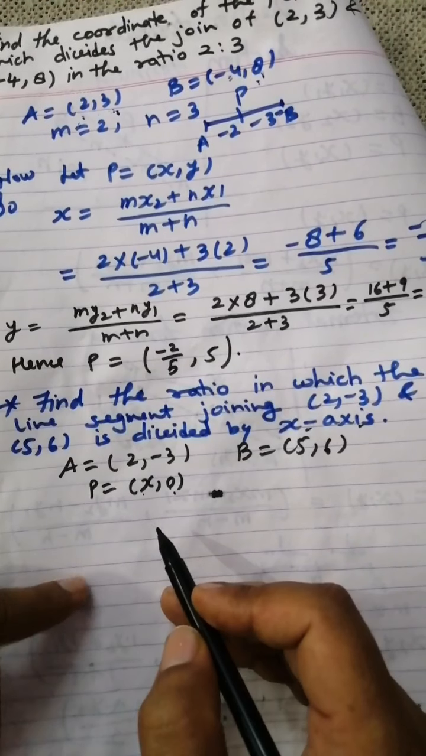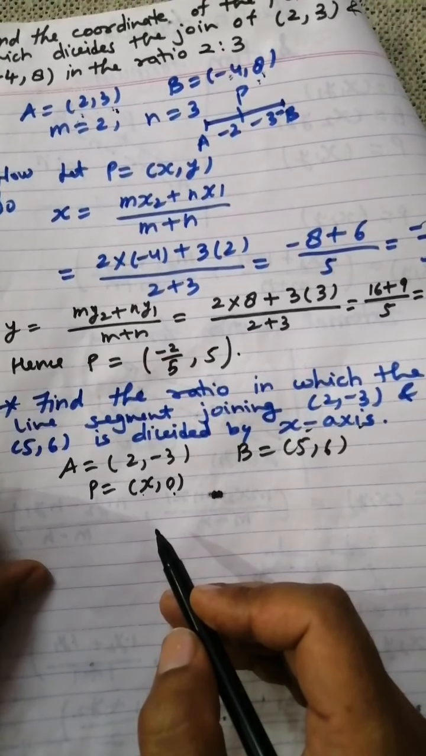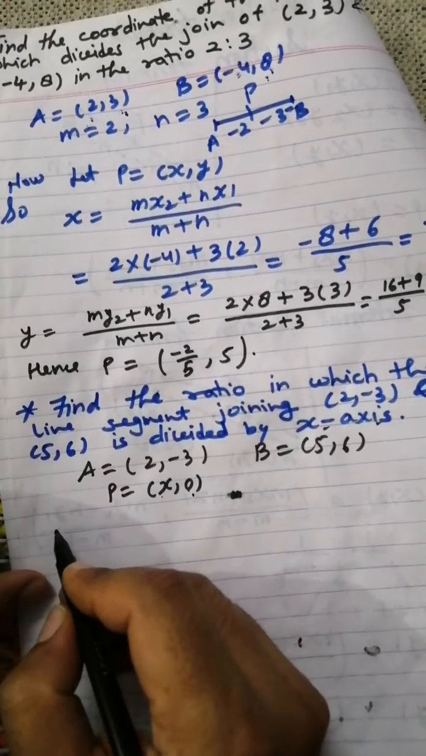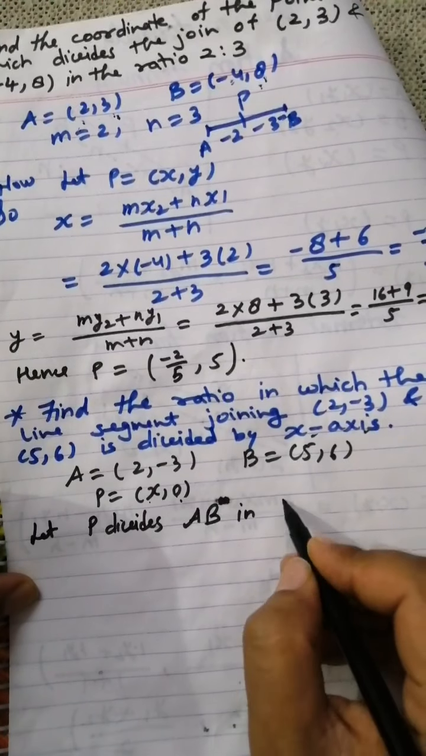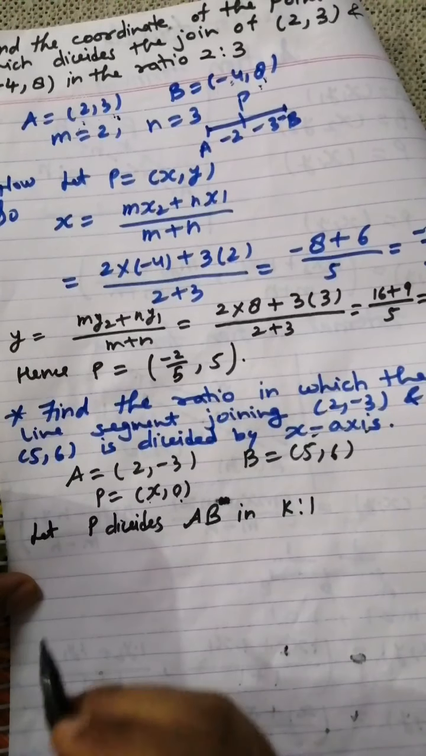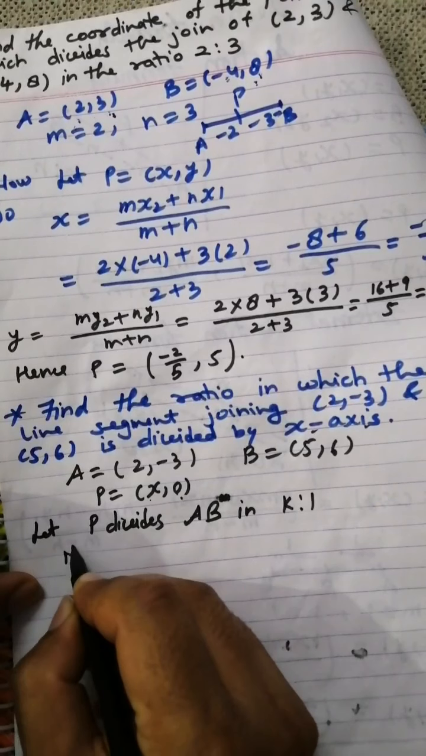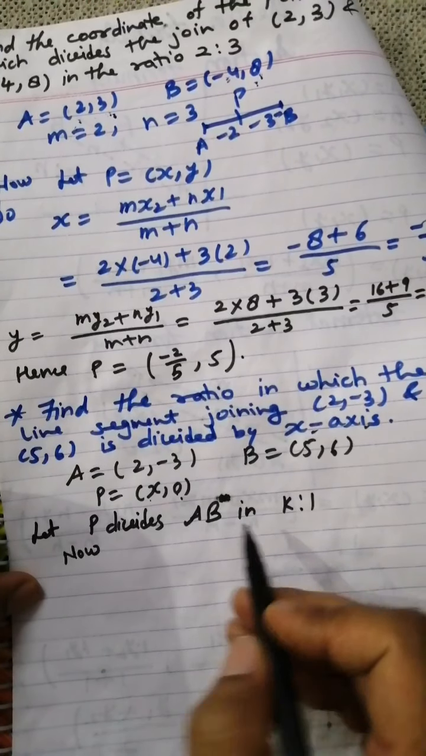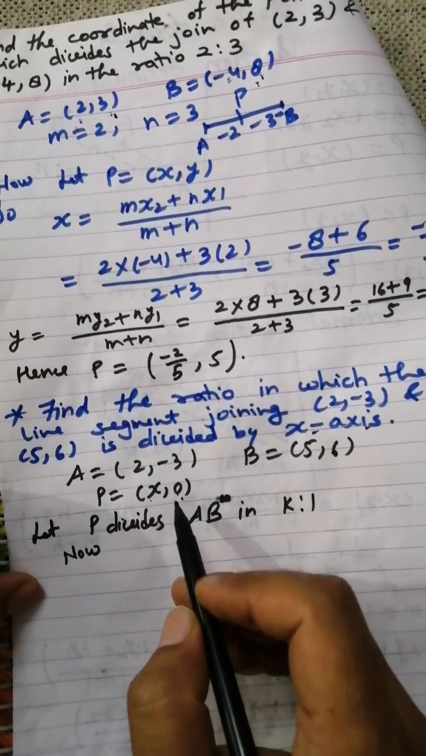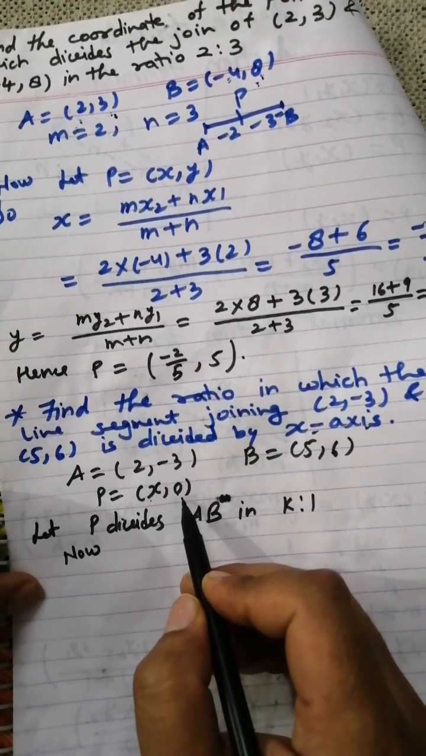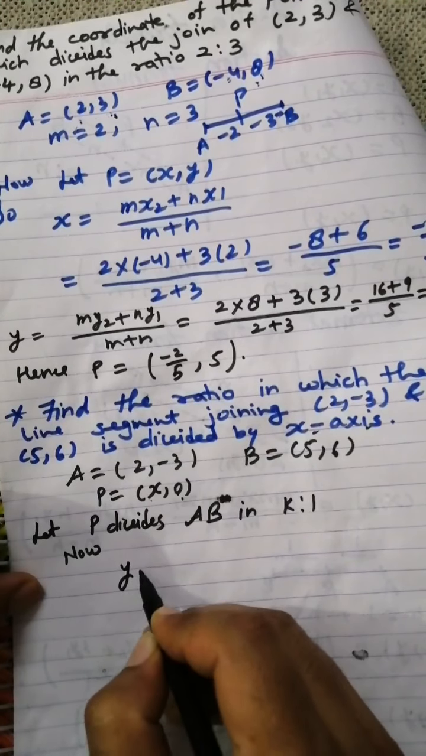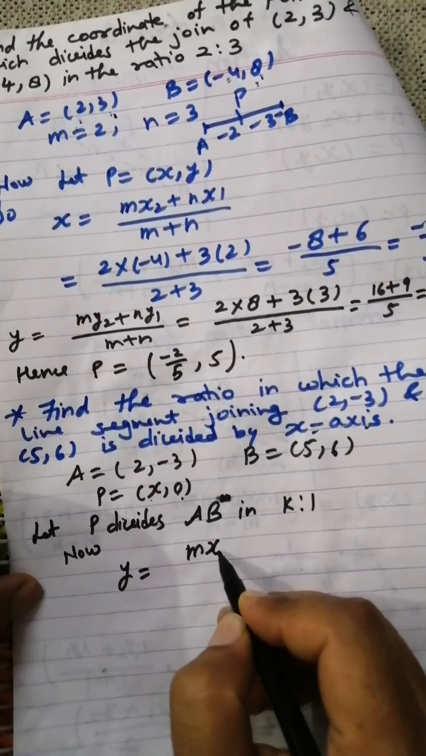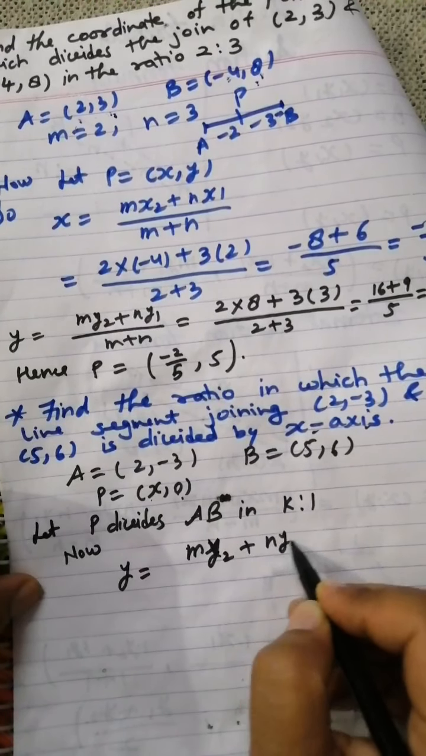Now firstly you have to recognize a particular formula, a particular method for finding these types of problems. So here I will write, let P divide AB in the ratio k:1. It is going to divide AB in the ratio k:1. So now according to that condition you can see it is x and y also. So here you have to recognize that y equals 0. If y equals 0, then we will find the value of only y here. So y equals my2 plus ny1 upon m plus n.